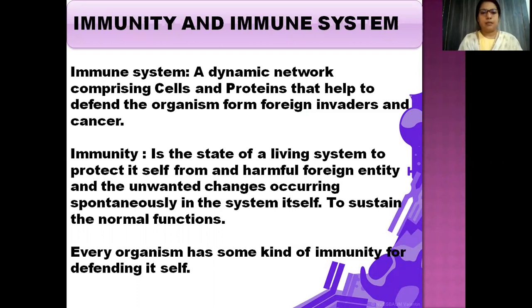First, the immune system. The immune system is a dynamic network that comprises cells and proteins that help to defend organisms from foreign invaders and cancer. Now, let me explain the meaning of foreign invaders here. Foreign invaders are generally known as antigens in the terminology of immunology. These foreign invaders can be viruses, bacteria, or any other kind of pathogen like protozoa.